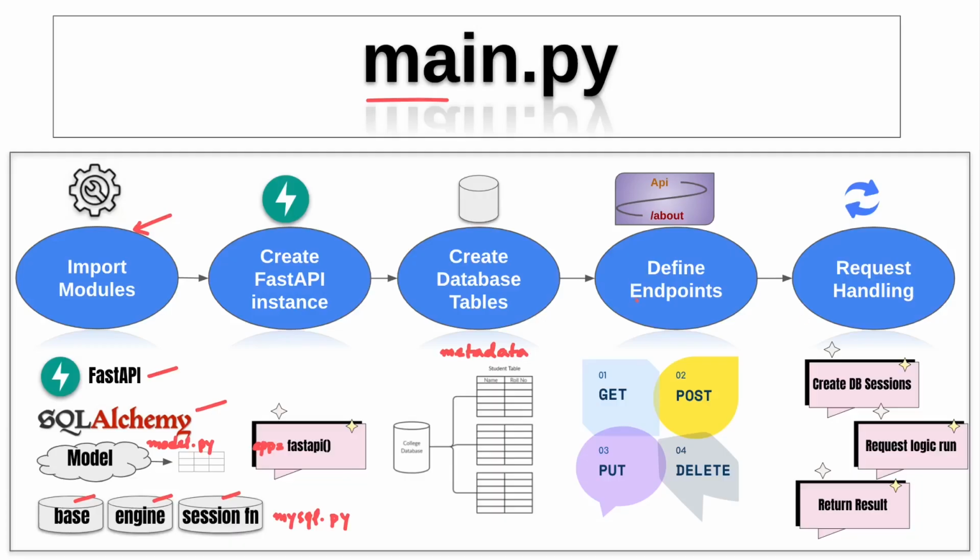Then we define the endpoints. Those are get, post, put, or delete. Then we perform the request handling operation. First of all, we will create the database session with the help of Depends and the getDatabase function, which will provide the session. Then the request logic runs, which means we are fetching the data, or updating the data, or deleting the data, anything. Then we return the result, whether it is successful or any exception.